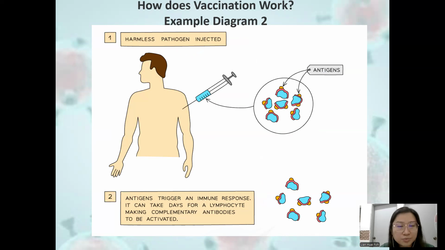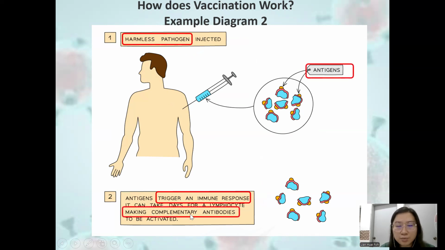Just a recap. Maybe we can read one more time to go through the process. First of all, a harmless pathogen is injected into the body. These antigens will trigger an immune response. What is the immune response? The immune response will make the complementary antibody. They will activate the antibody and produce it.